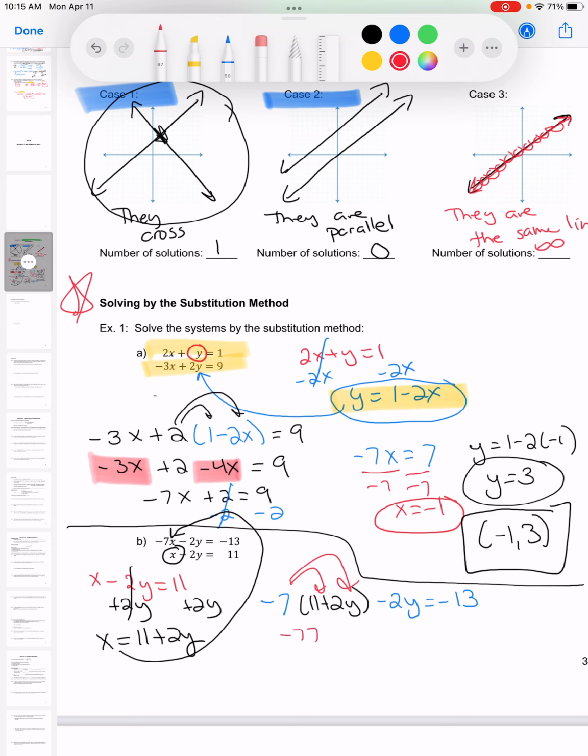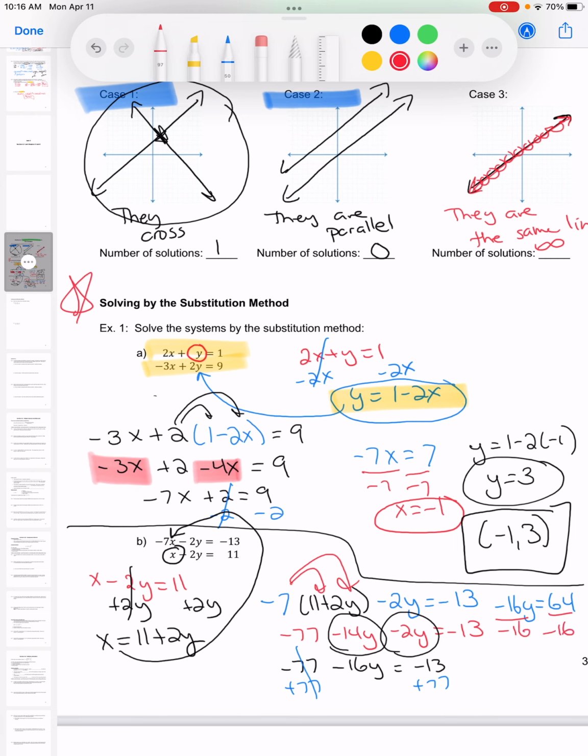So negative 77 minus 14y minus 2y equals negative 13. Combining these y's together, they are on the same side of the equation, so I just do exactly what they say. Continuing to try to solve for y, doing all my algebra steps. I'm going to get y is negative 4.